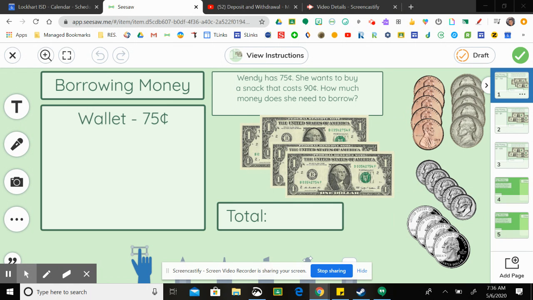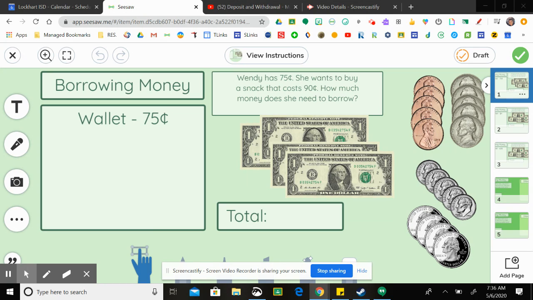Borrowing and lending money. Before we begin this activity in Seesaw, there are two parts to it. The first part deals with borrowing, the second part deals with lending, and it all has to do with money. So what is borrowing? Borrowing is getting something from someone, knowing that you are going to be able to pay them back. It's money that you're taking from them and using, but knowing that you're going to pay it back eventually.